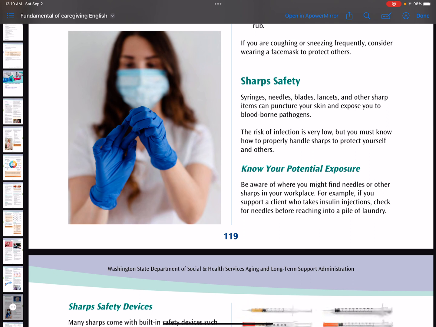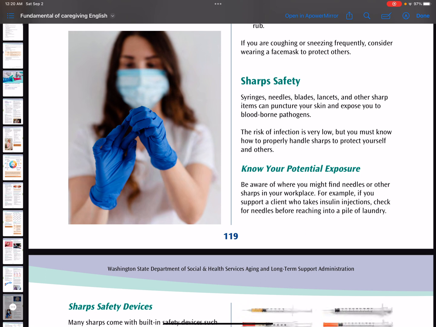Okay, about sharps. Let's talk about sharps safety. There are always sharp things if you have a diabetic client in your home, or someone checking their blood sugar, or someone who is taking medication with a needle. Syringes, needles, blades, lancets, and other sharp items can puncture your skin and expose you to bloodborne pathogens. Many sharps come with built-in safety devices such as retractable needles or plastic caps or sheaths.